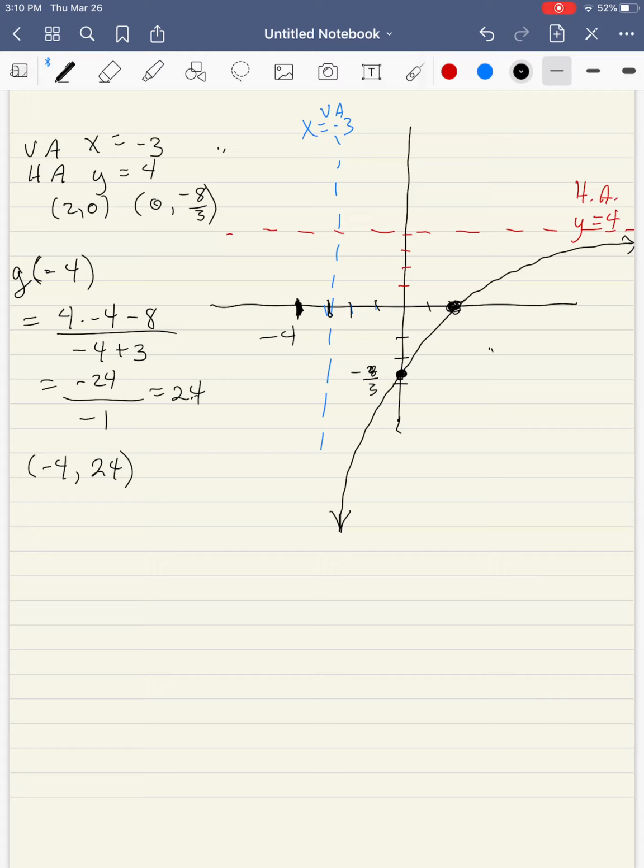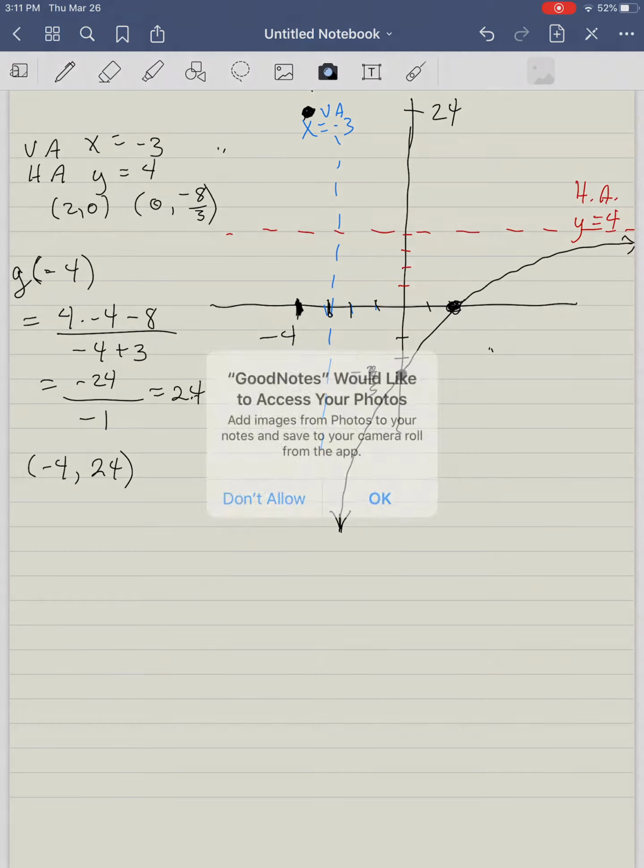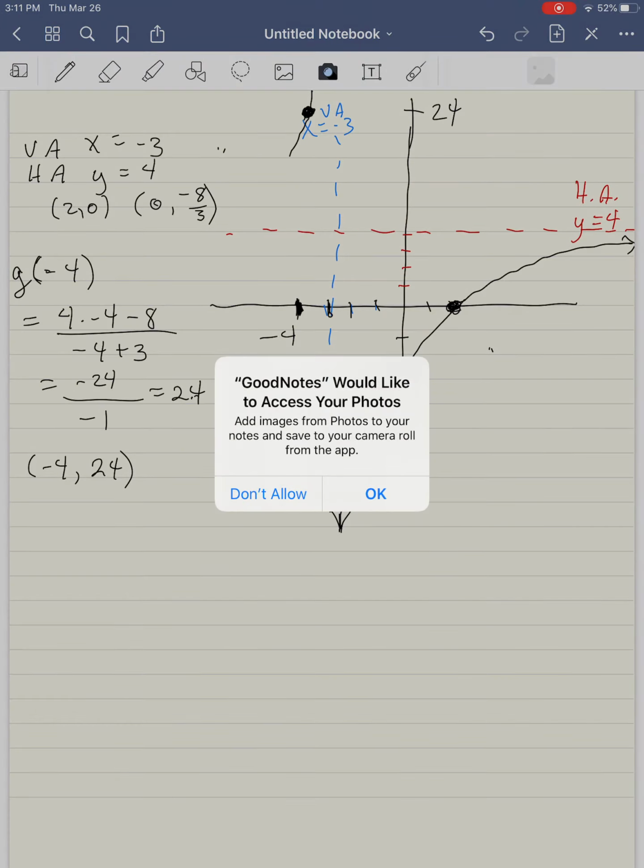So if I go back to plot that, I see I have -4 here, and I'm going way up here to 24, and I'm just going to go ahead and put 24 up here. I plot that point, and what that tells me is that my curve is now going to be above the horizontal asymptote to the left of the vertical asymptote to hit this point.